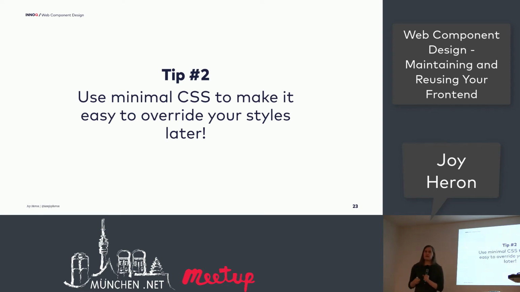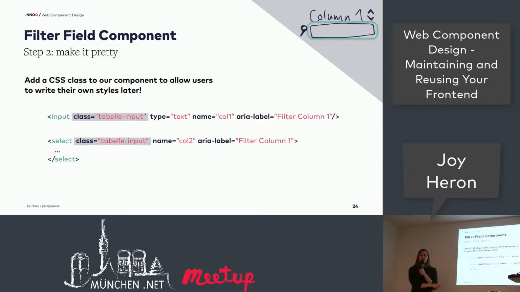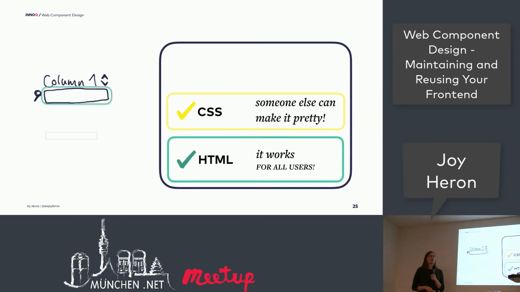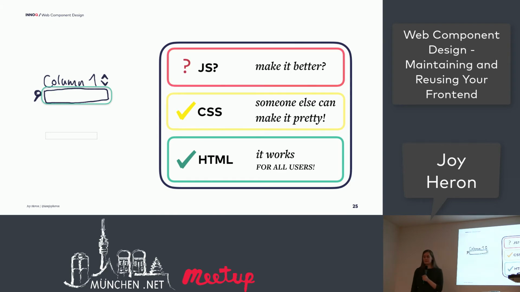Because nobody wants to have to write a CSS selector which has a chain of 20 different classes, because that's how you have to write the CSS in order to get it specific enough to override the default styles from the vendor who created the web component. So here I'm just adding a CSS class which will allow users to write their own styles later, but I'm not actually going to add my own styles at this point.